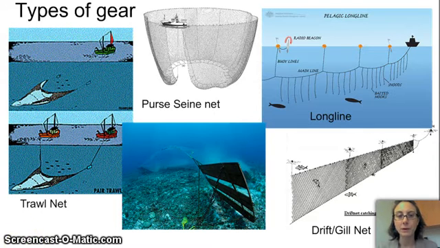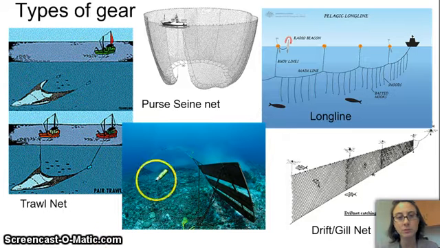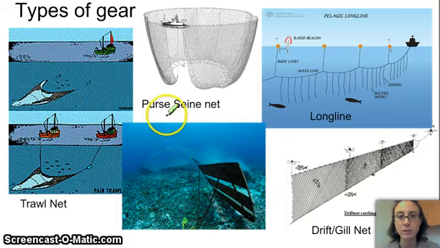Most of the time we're talking about fishing, we're going to talk about the gear as specifically the thing you are using to catch the fish. But in the next slide, we'll see there's some different types of gear we can refer to. So the first type of fishing we're going to talk about is using a purse seine net.